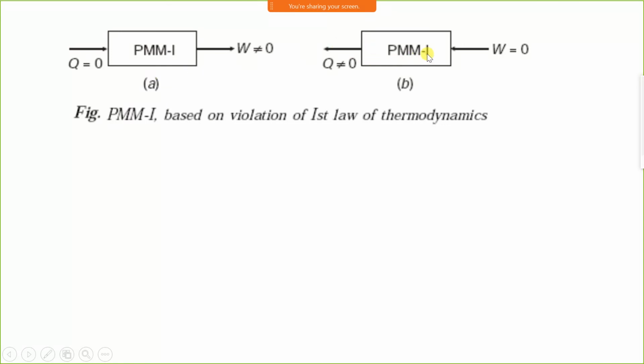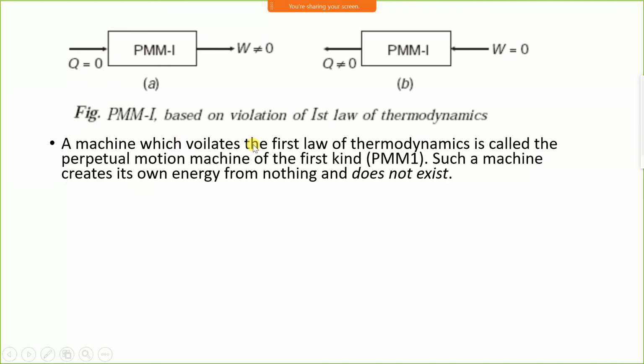Consider the second circumstance. Work transfer is 0. Even though the work transfer is 0, it is giving some heat. It is not possible unless and until we supply some work. It should not give any heat transfer, but it is rejecting heat continuously. It is giving heat continuously without the absorption of any work. Therefore, such a machine is not possible, and such machines are called perpetual motion machines of first kind. A machine which violates the first law of thermodynamics is called a perpetual motion machine of first kind.